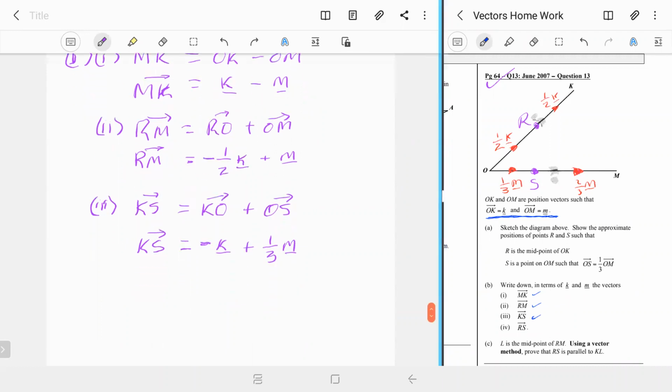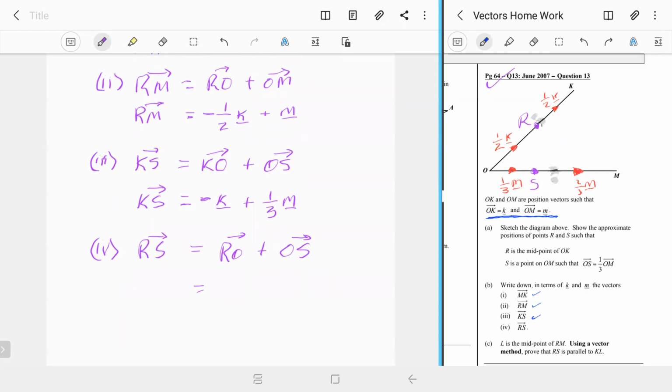RS, part 4. What does the diagram say? R is here and S is there. I'll go from R to S. So you go from R to O, and then O to S. Beautiful. Where does R to O equal to?